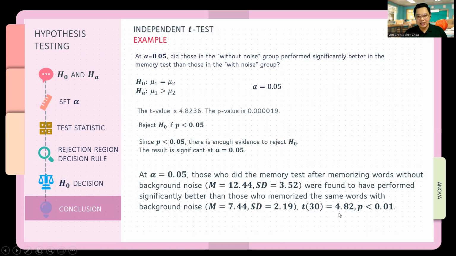The test statistic is 4.82, and the p-value is less than 0.01. So we notice that since the p-value is a very small number, we don't need to actually state the actual value here. Usually, if the value is already less than 0.01, we just say that p is less than 0.01. And that's enough data to support the conclusion.